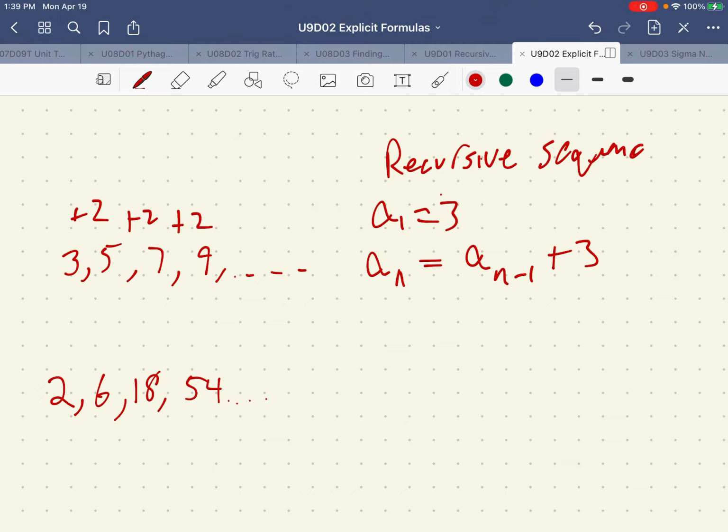But this is a special type of sequence. When you have a sequence where there's a rule specifically where you just add the same number over and over again, it's called arithmetic. What it means is that there's a constant increase of a specific value, and that is called the common difference.